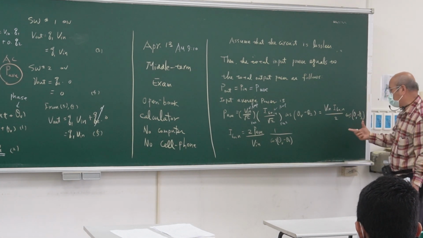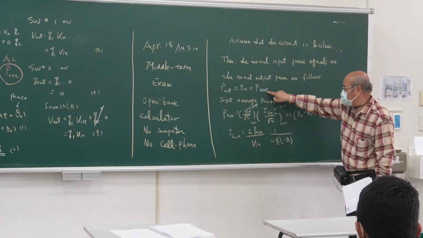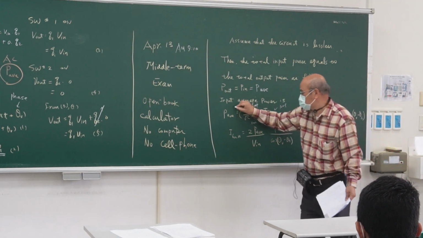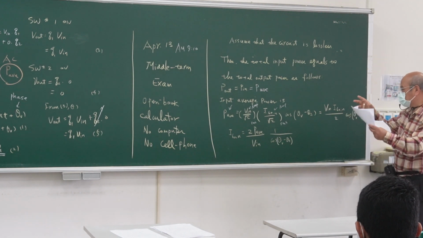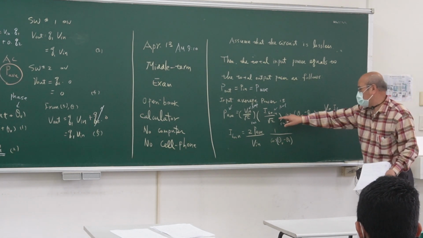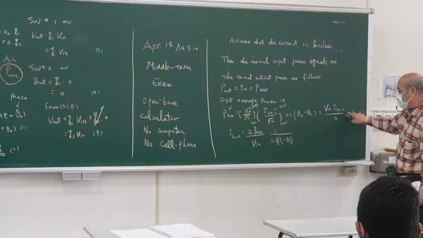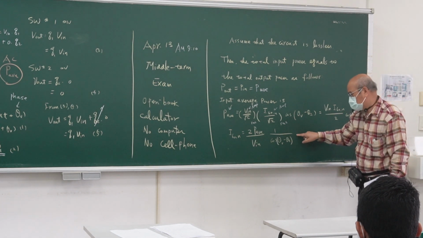What is output power? Output power is P average. So this is output power. So input power equals output power. Then we can calculate this one and we can compute the input current.